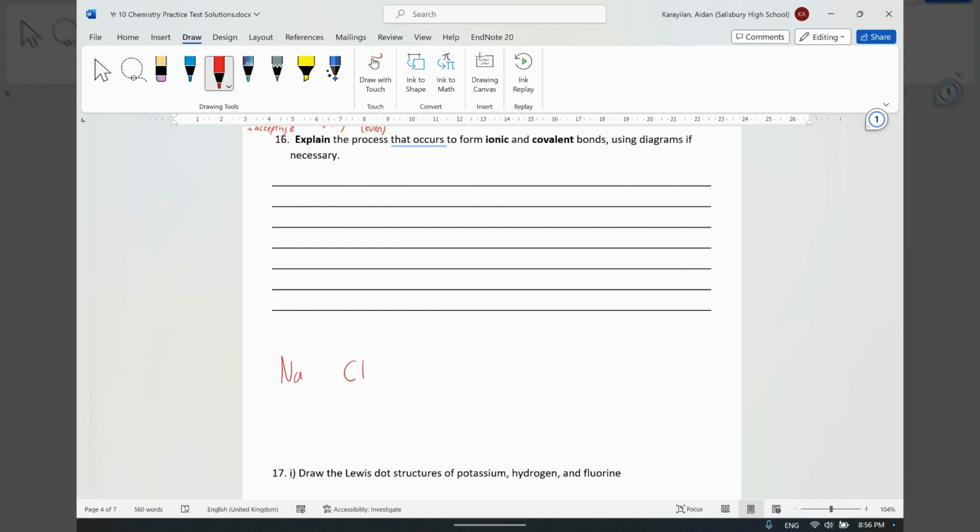Remembering that it's the outer shell electrons that are the things that are interacting with each other, I'm going to draw the Lewis dot structures for each of these. I'm going to draw the sodium with the cross, and I'm going to draw the chlorine with the dots. So knowing that chlorine is in group 7 or 17, I know that it has 7 valence electrons. So we have 1, 2, 3, 4, 5, 6, 7.